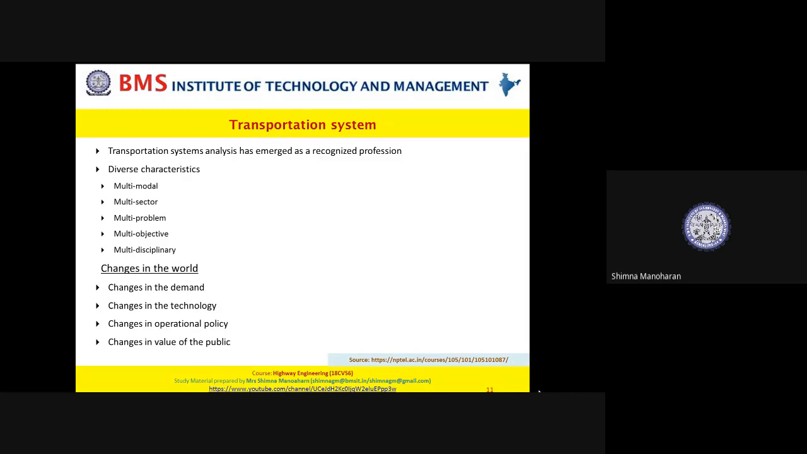Multi-sector. Why? Whenever a highway or any transportation system is being developed, what are the different components? If you consider a highway, it has the roadway, then it should have the pedestrian way, a parking lot, bus stations, gas stations, and bus stands. Then you have some land that has to be allocated for future development.